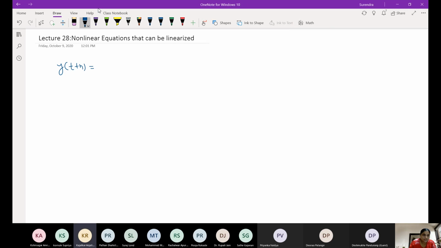y at t plus n is nothing but f of t, y at t plus 1, and so on, y at t plus n minus 1. Some function of the previous values. So y at t plus n is equal to f of this means the value of y can be found recursively from the known values.